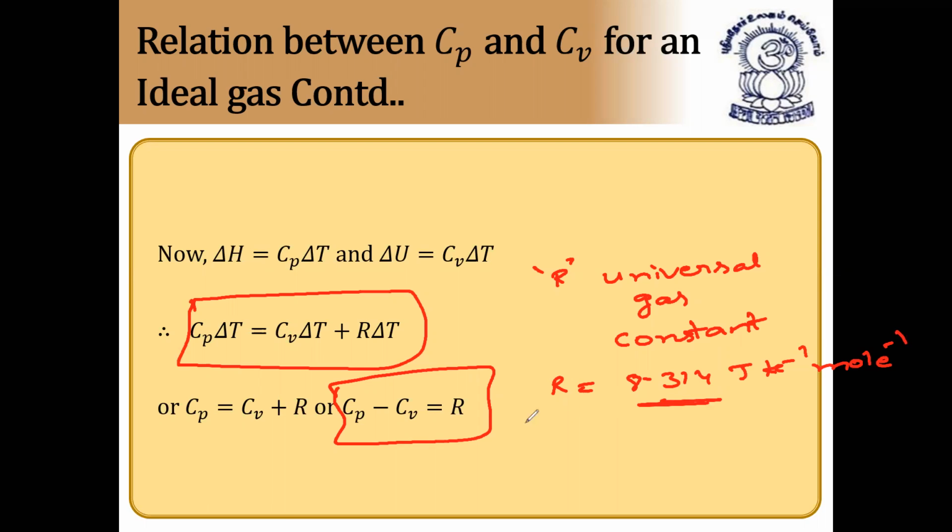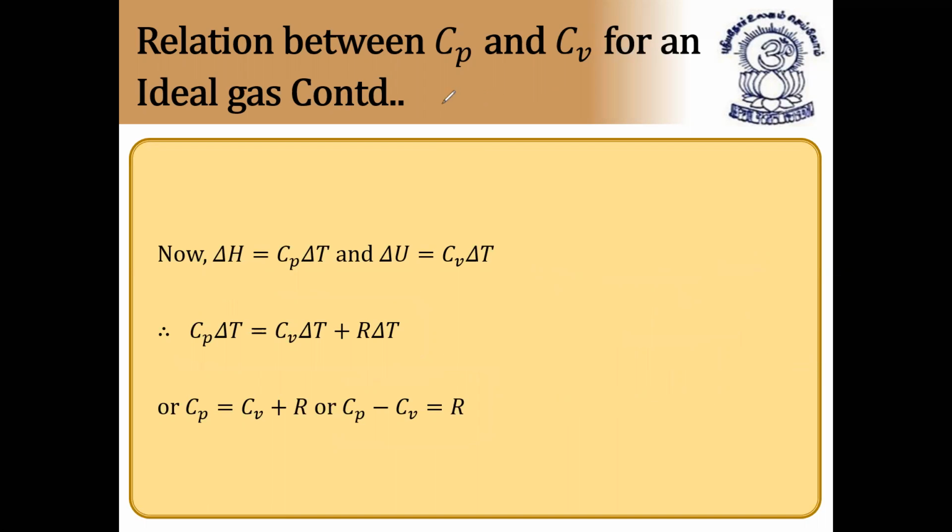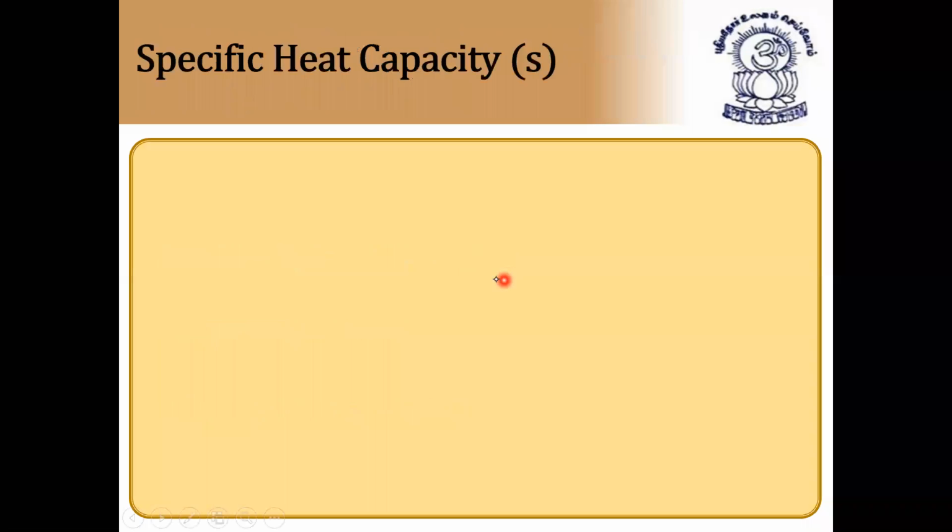I hope it is clear. So Cp minus Cv is equal to R. This topic is there in physics also, but in chemistry the questions will be different.